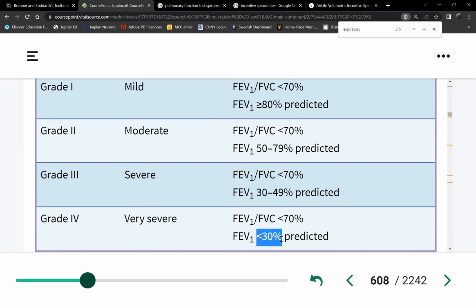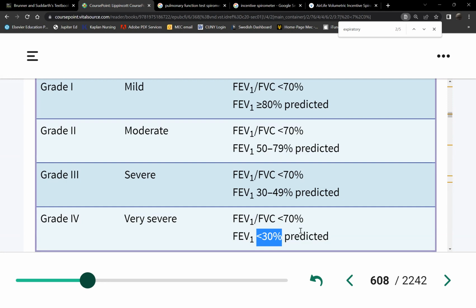What is that air mostly? Is that oxygen or CO2? CO2. So you understand now why people with COPD have high CO2 levels. This is the reason. They're simply unable to get rid of the CO2. They cannot empty their lungs completely.